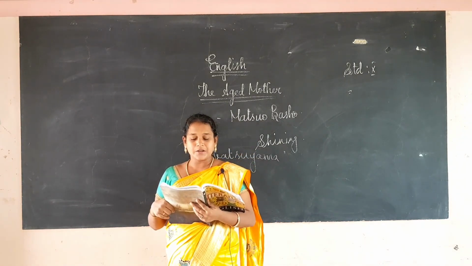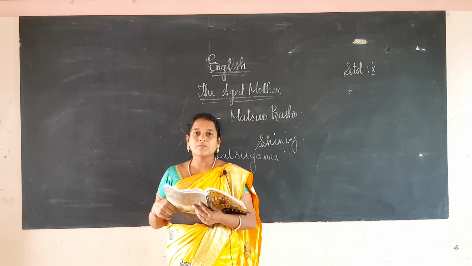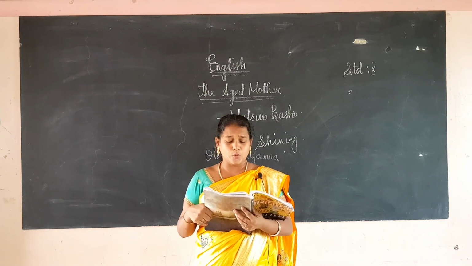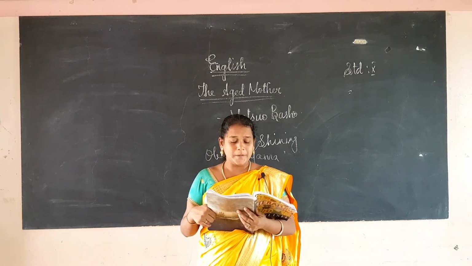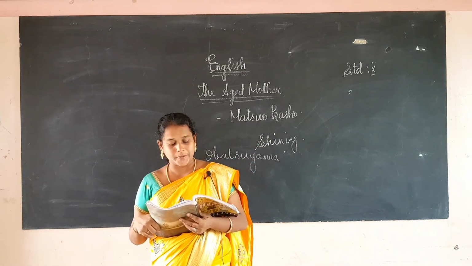And tenderly lifted his mother onto it. Softly he is lifting his mother and making her sit on the cushion. He wrapped her padded coat more closely about the stooping shoulder. Stooping means bent over. Already I told you what is meant by stooping.